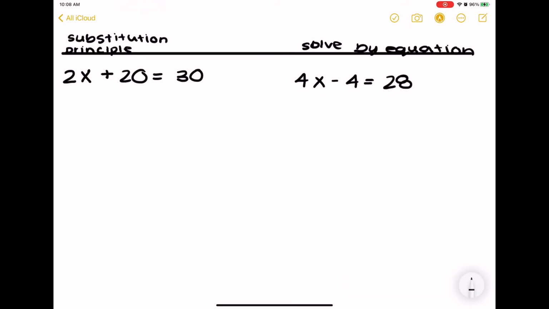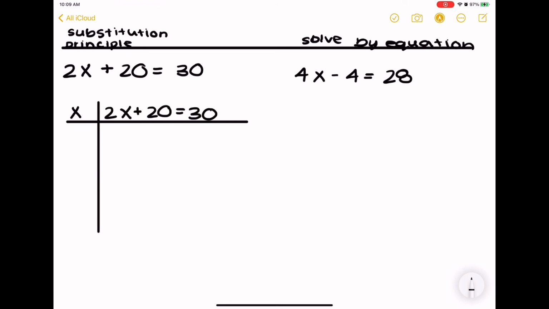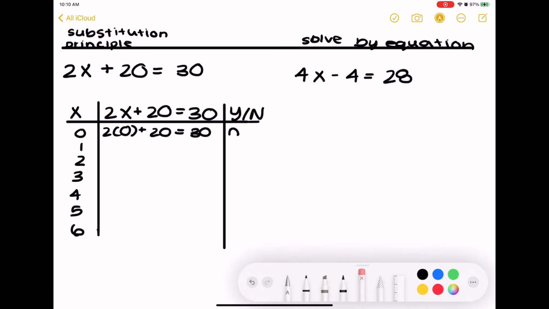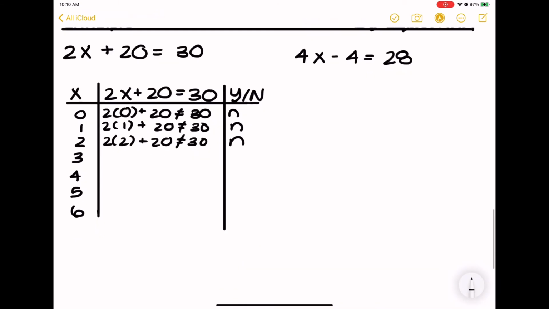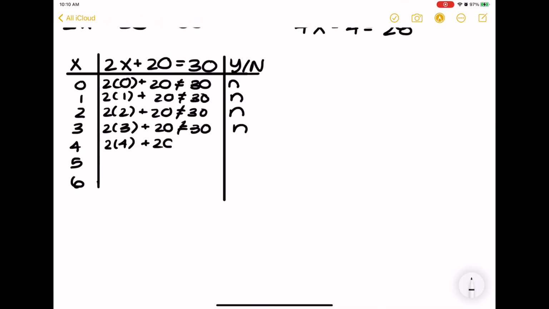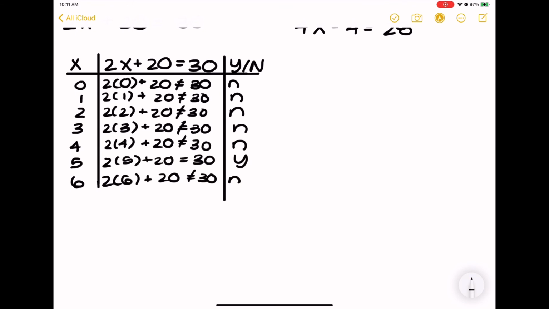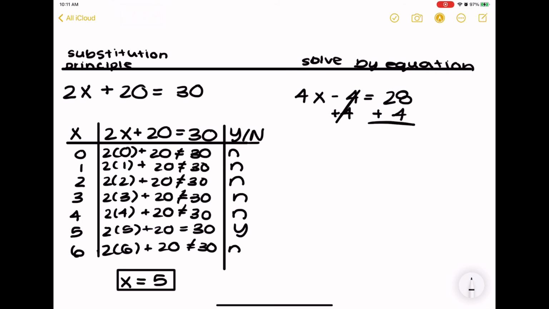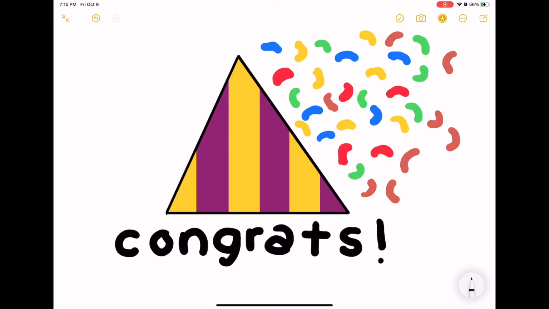Did you do it? Let's check if you got the correct answers. First things first, we're going to take a bunch of different numbers and substitute them into the equation. For 1 through 4, you're going to get incorrect. However, for 5, you'll get a true statement, so it means x is equal to 5. Now for the other one, we'll add 4 and then divide by 4, just like how the equation would want us to.